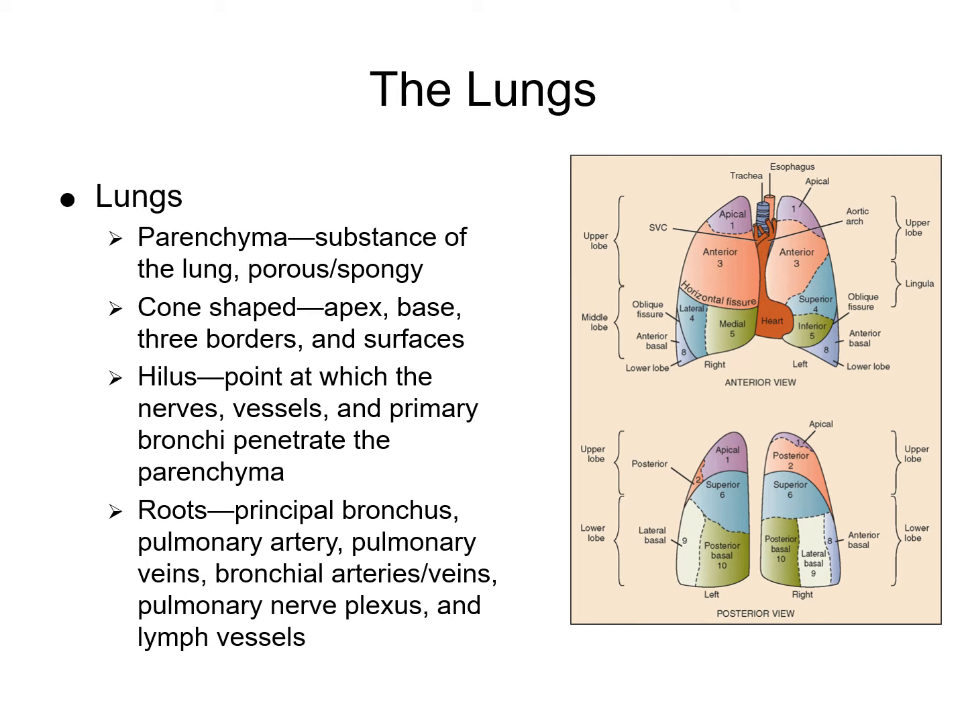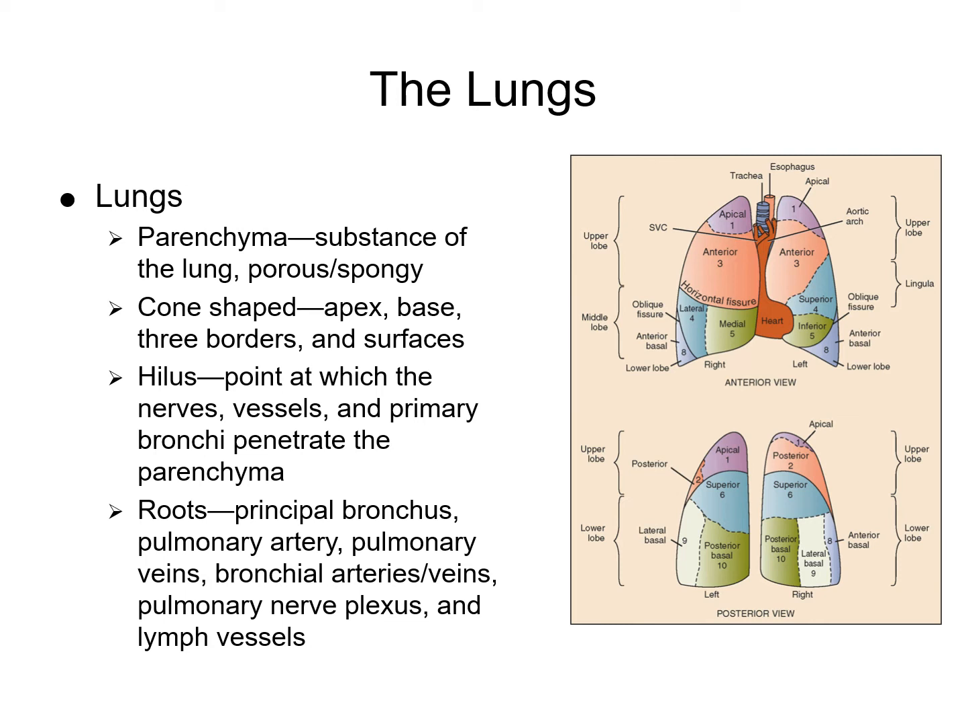The substance of the lung is also known as the parenchyma, and it's normally porous and spongy in nature. As you can see from the picture here, there are all these different segments and divisions of the lungs. But the lungs are basically cone-shaped, and they're described as having an apex, a base, and three borders. The three borders are the anterior, inferior, and posterior borders, and then three main surfaces: the costal, the medial, and the diaphragmatic.